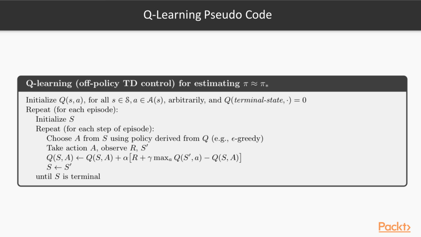So let's take a look at the pseudocode. You have to initialize the values table Q, observe the current state S, choose an action A for that state based on an action selection policy, take the action and observe the reward and new state, and update the value for the state using the observed reward and the maximum reward possible for the next state. And you do this until you reach a terminal state.